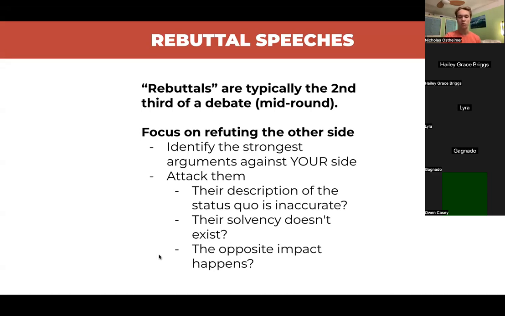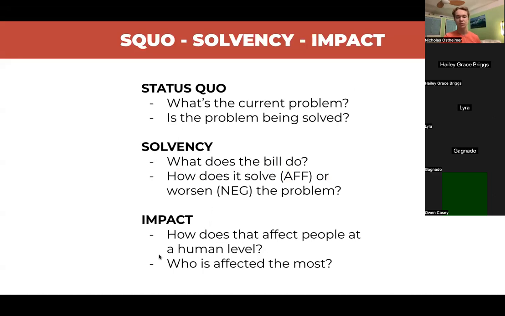So let's go back to the status quo, solvency, impact structure. You can attack the description that a speaker has of every one of these different features. Maybe you say, hey, their description of the status quo is wrong. Let's say they're using that piece of evidence about Saudi Arabia from 6 years ago. You can go up there and say, Representative Ostheimer is completely out of touch with the times. We haven't been sending direct military aid to Saudi Arabia for years. Therefore, his description of the status quo is inaccurate and redundant.